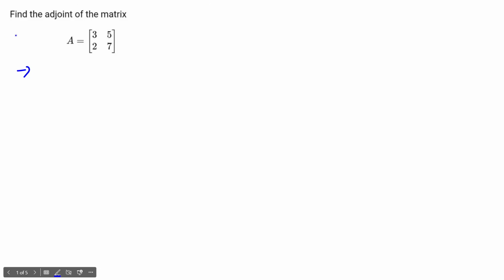Now, here they have given a question: find the adjoint of a matrix, and they have given one matrix whose order is 2 by 2. So first, I'm drawing a sample matrix of cofactors: A11, A12, A21 and A22. A11 means this point lies in the first row, first column; A12 means first row, second column; A21 means second row, first column; and A22 means second row, second column.